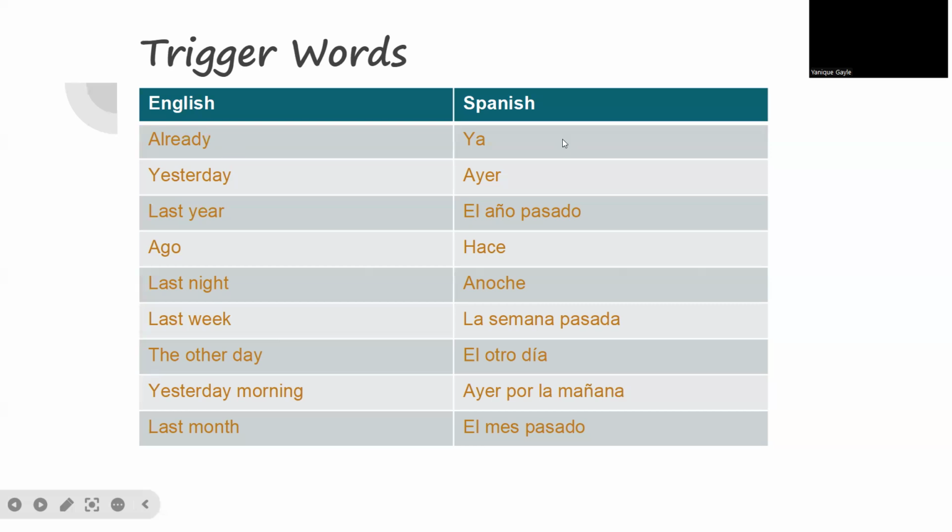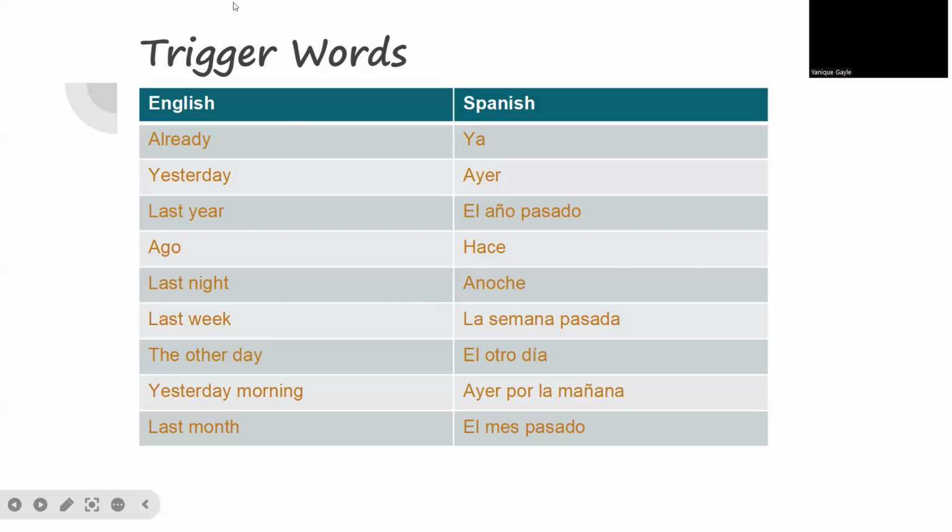So already is ya, yesterday is ayer, last year is el año pasado, ago means hace, last night, anoche. Last week, la semana pasada. The other day, el otro día. Yesterday morning, ayer por la mañana. Last month, el mes pasado. Okay, so these are trigger words that will tell you to use the sentence in the simple past tense.